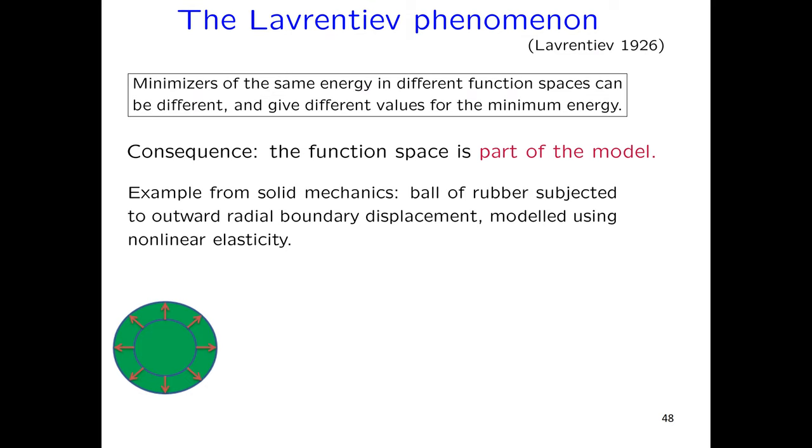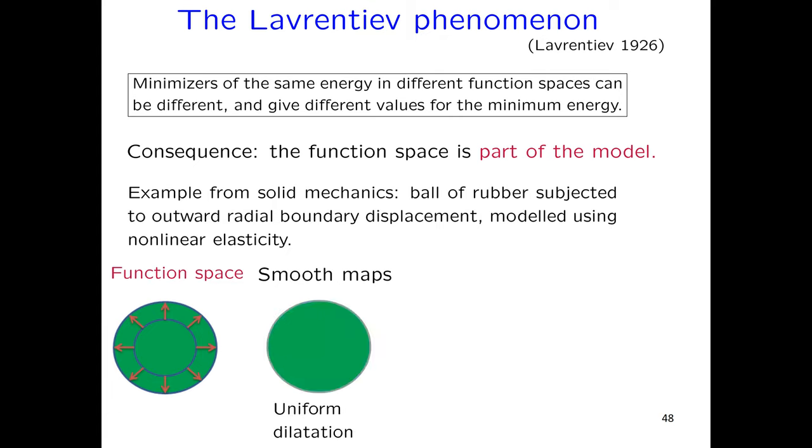You have a ball of rubber subject to outward radial boundary displacement, and we model it using nonlinear elasticity. So here's the ball, and then we're going to take this point and put it out there, right? Well, rubber is almost incompressible, so it doesn't like that at all. Now, what if we use as a function space smooth maps? Well, nothing will happen because it's incompressible. You just can't put it out. It's just going to stay exactly where it is. You can't change the point. If you're working in smooth functions, the answer is the map is the identity.